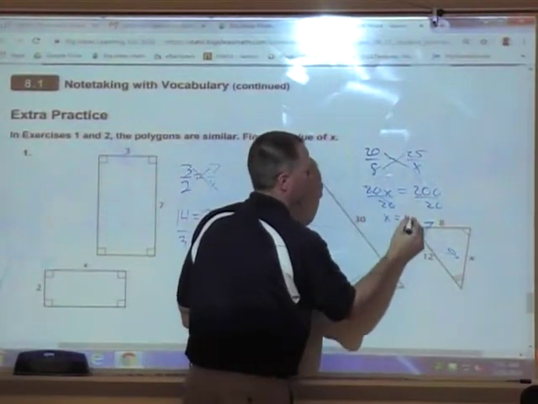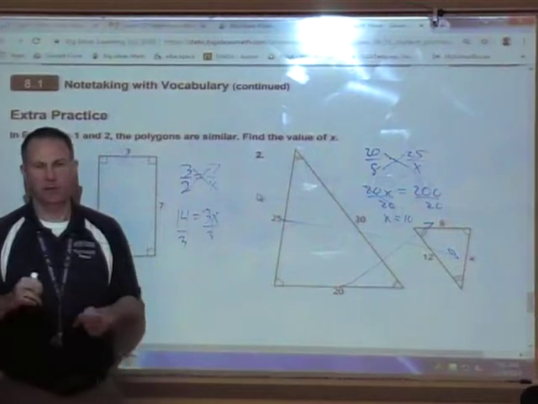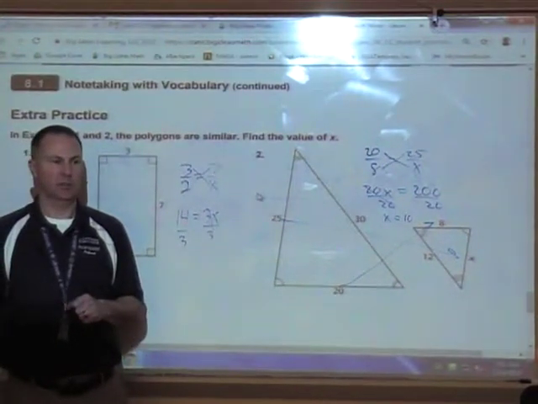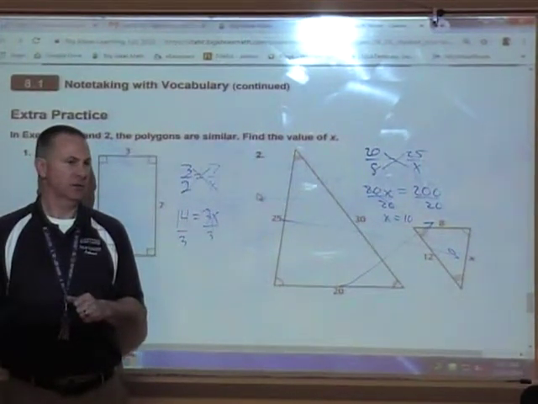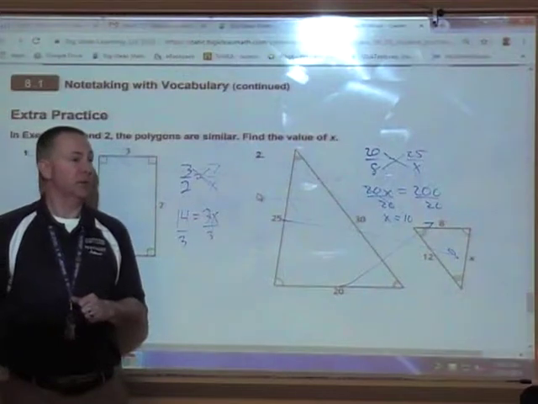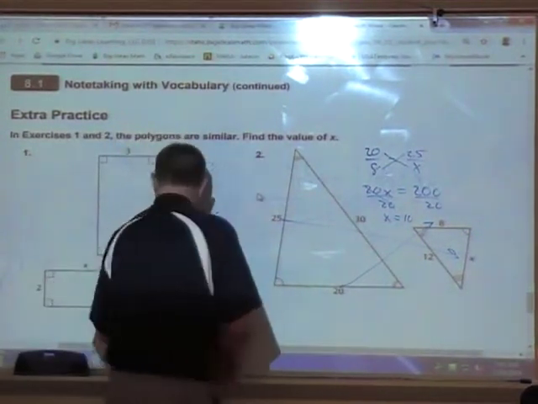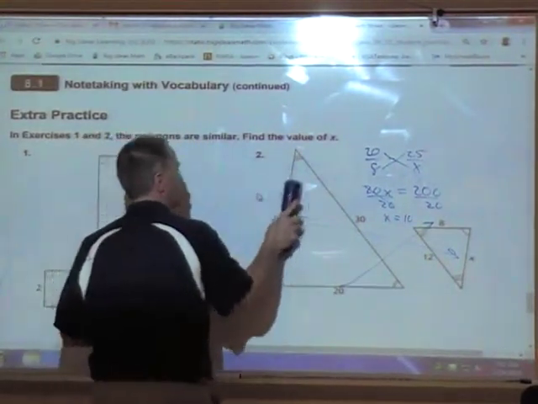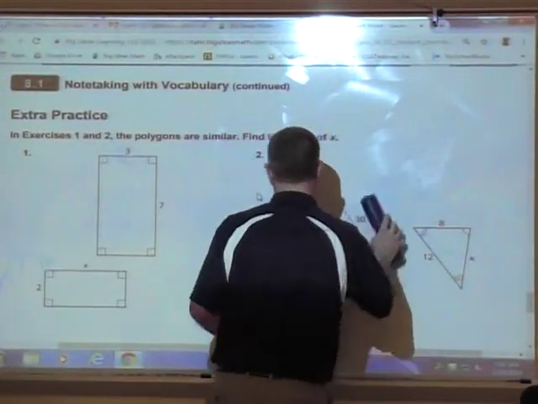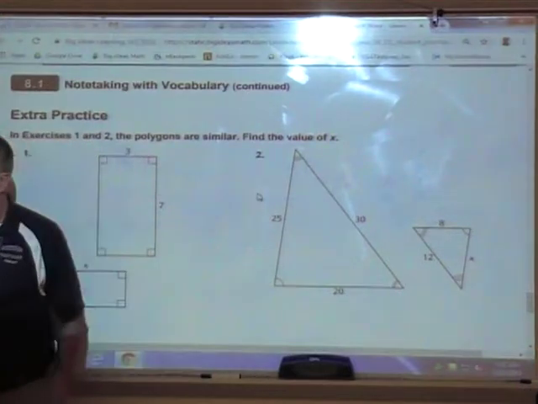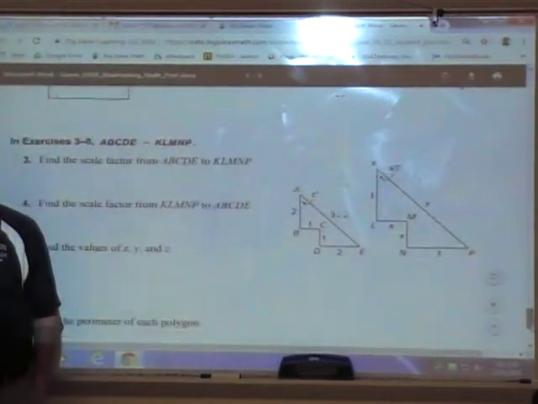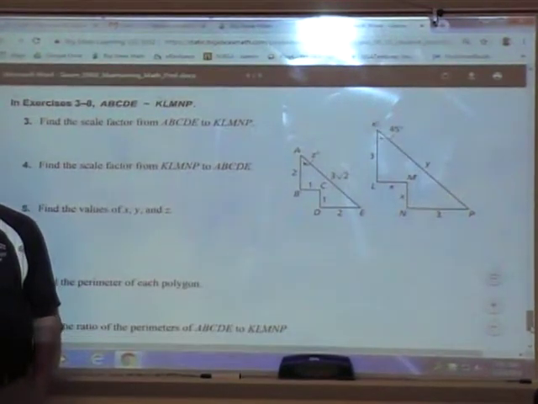X is equal to 10. Who got 10? I know some of you didn't have time to finish. Did you set it up correctly is my main question. Okay. All right, let's go to the next step. Erase these. This is how your homework starts out, and then we start doing some different things.